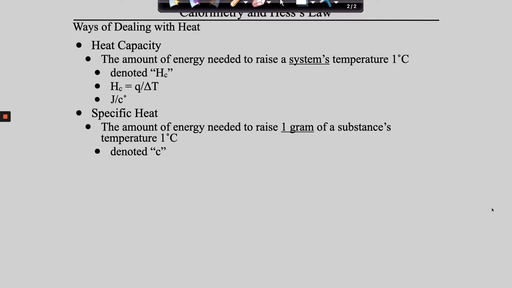So guys, moving along, the abbreviation, sadly, for specific heat is lowercase c. That is, however, on the AP equation sheet, so you don't have to memorize it. It's there. And then this becomes the equation that we use to quantify specific heat.